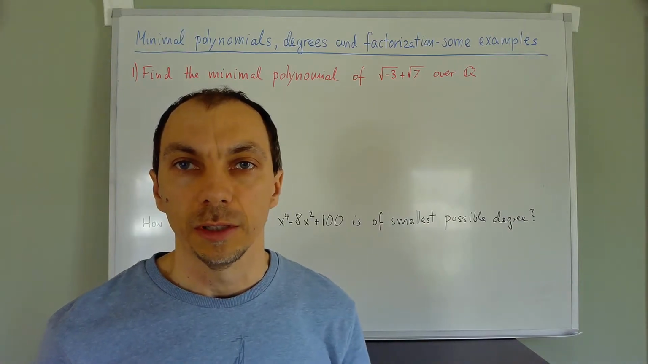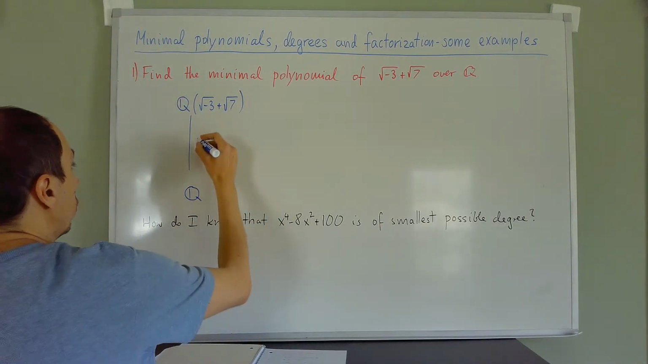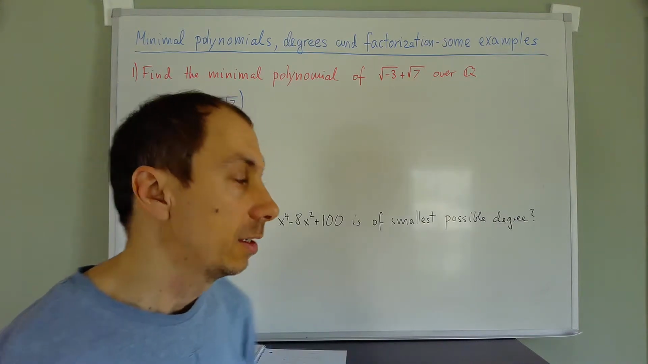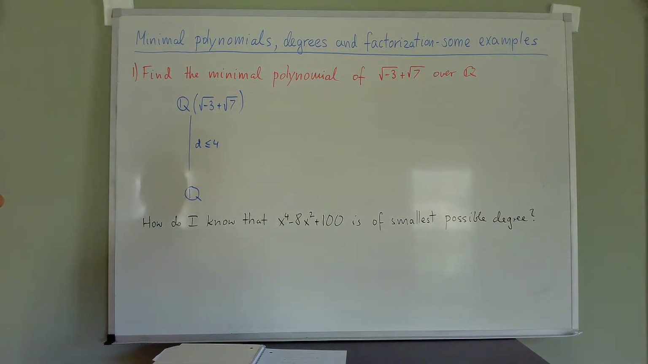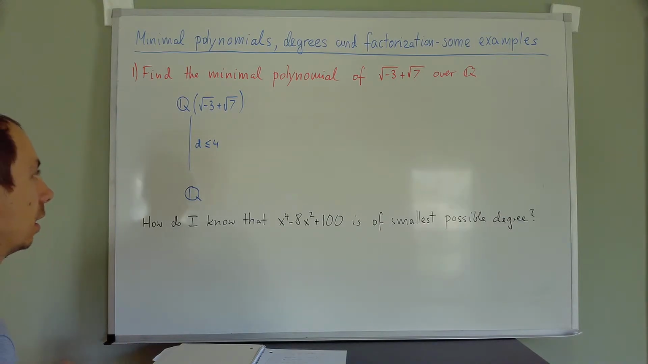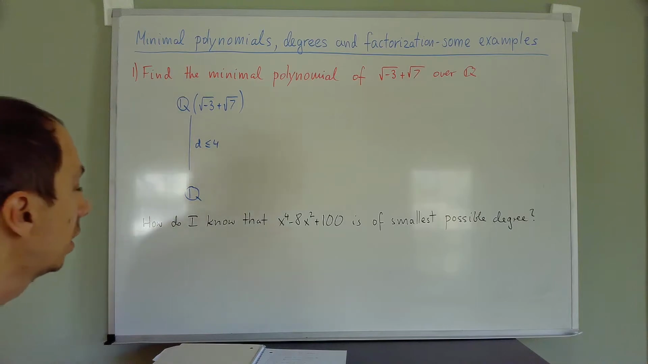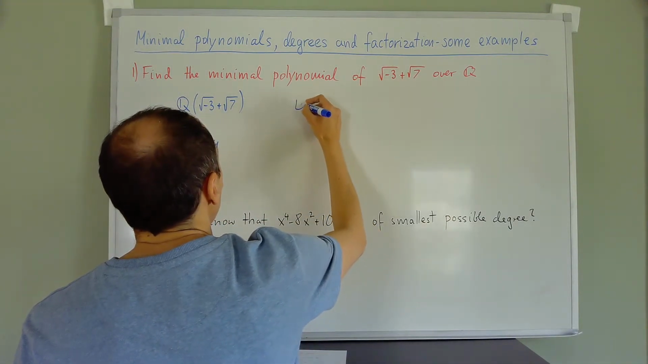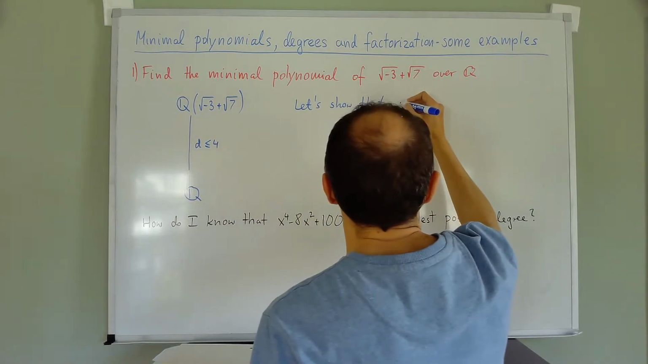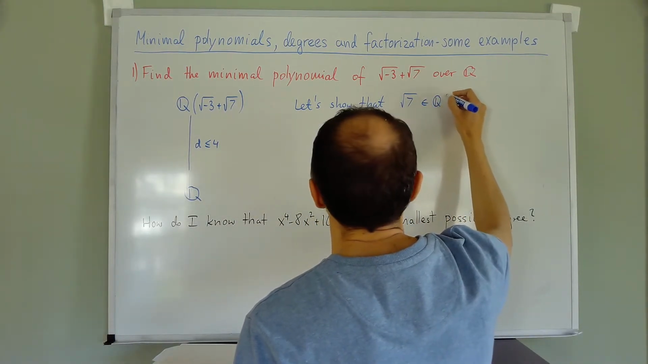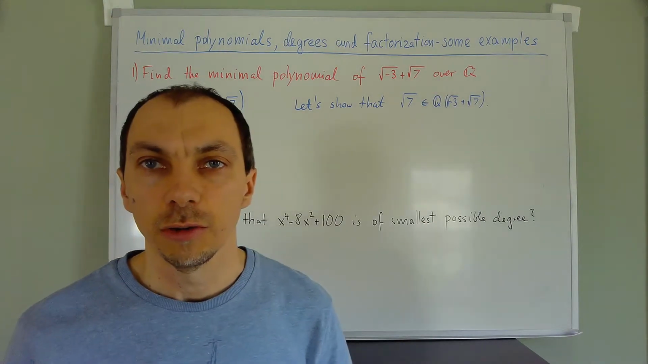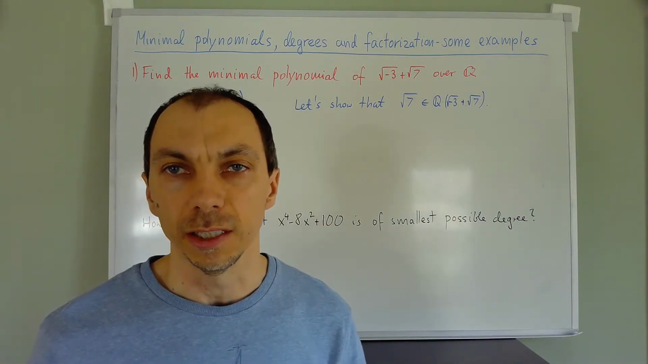And the first thing is, what do I know about this degree? I know that this degree is now less than or equal to 4 because I found a polynomial of degree 4 that this element satisfies. So how do I know that this is exactly 4? You see, the first thing I want to try to do is I want to show that radical 7 lies in this field. Okay, let's first show it, and then after I do it, it might become evident why I did it.